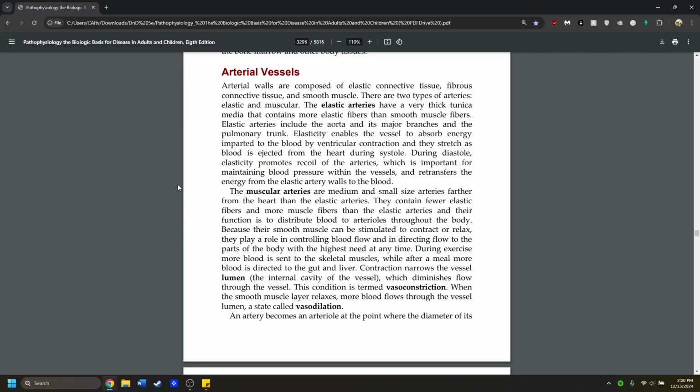Because their smooth muscle can be stimulated to contract or relax, they can play a role in controlling blood flow and in directing flow to the parts of the body with the highest need at the time. During exercise, more blood is sent to the skeletal muscles, while after a meal, more blood is directed to the gut and liver. Contraction narrows the vessels, the lumen, which diminishes flow through the vessel. This condition is termed vasoconstriction. When the smooth muscle layer relaxes, more blood flows through the vessel lumen, a state called vasodilation.